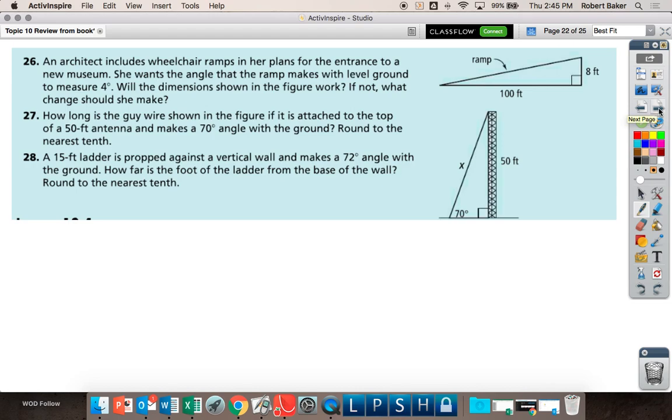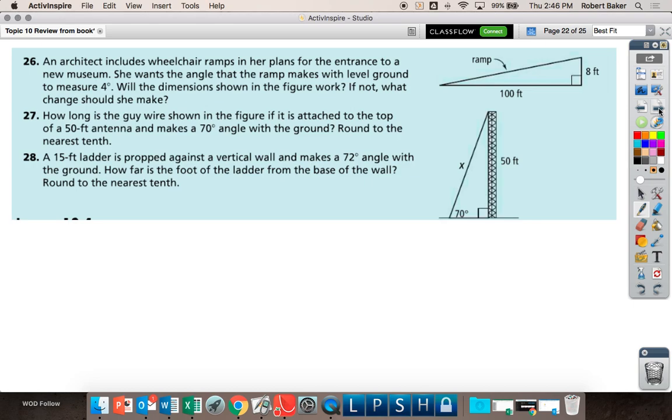An architect includes a wheelchair ramp in her plans for the entrance to a new museum. She wants the angle that the ramp makes with the level ground to be 4 degrees. Will the dimensions in her figure work? If not, what should she change?